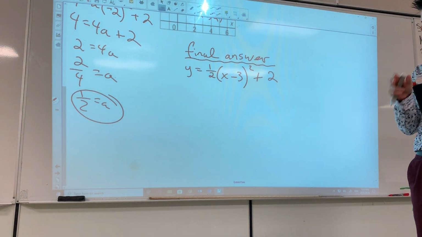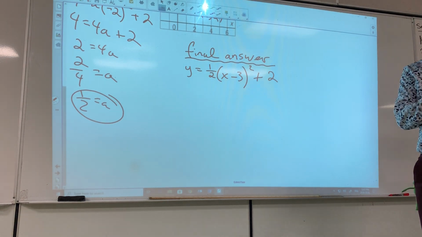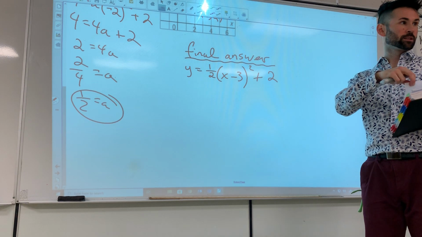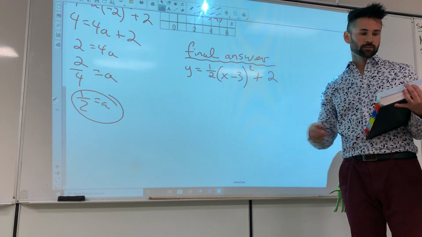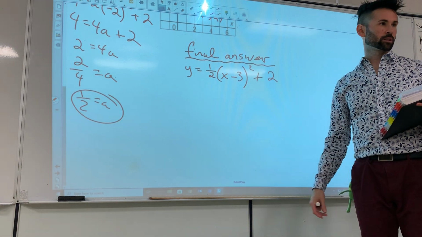Honestly, I would say it's probably 3 marks. Something like 1, 2, 3. Getting the vertex gives you 2 marks. That's a good deal, pretty easy to do. Getting a loses you a mark, or having it but not having any work.